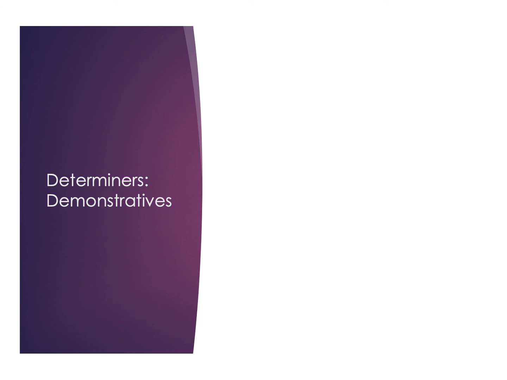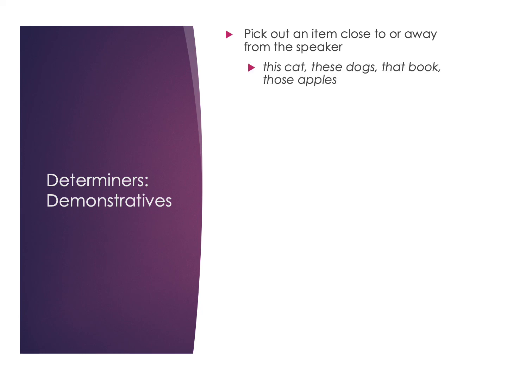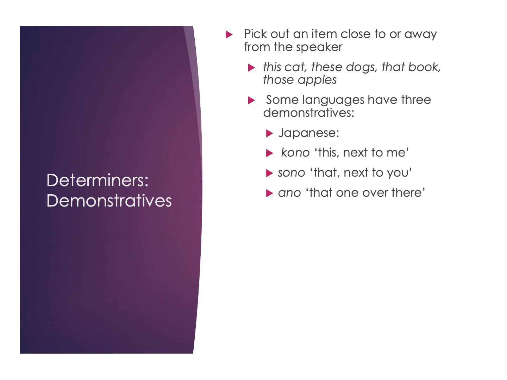With demonstratives, these are also a type of determiner, and this picks out an item that's either close to or far away from the speaker. So these are things like this and that, these and those. So I can have this cat or these dogs, that book, those apples. Some languages will have 3 demonstrative levels. So in Japanese, you can have kono, this that's next to me, sono, that that's next to you, or ano, that one that's over there.